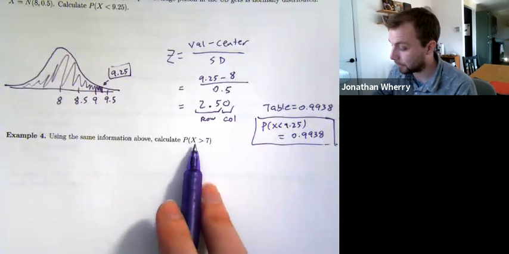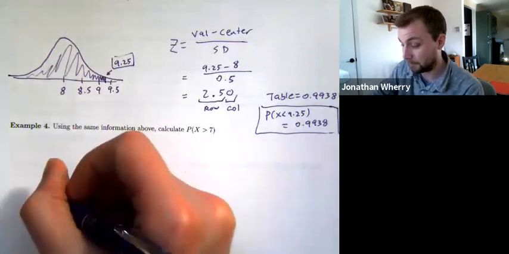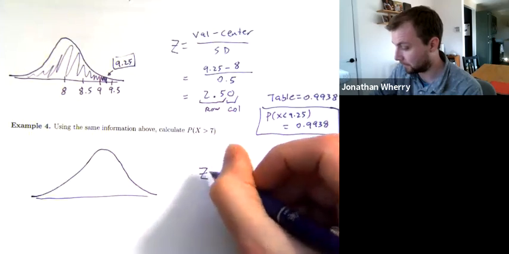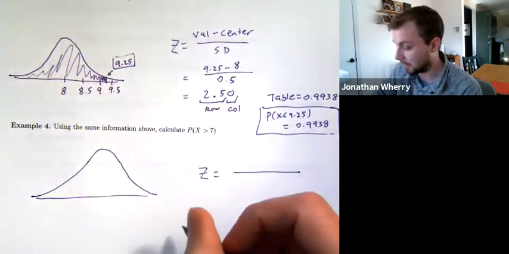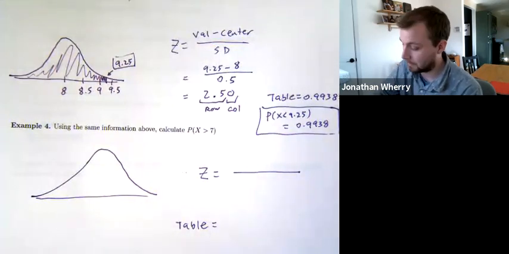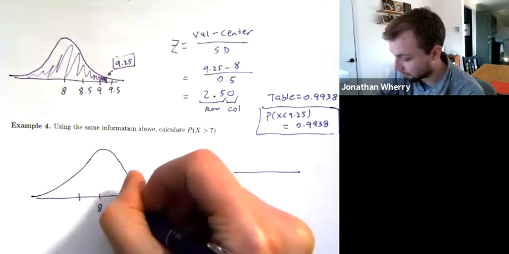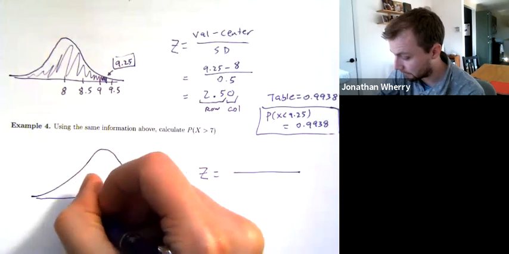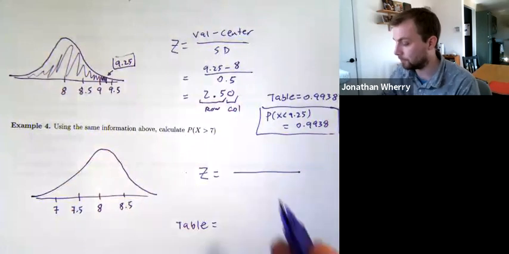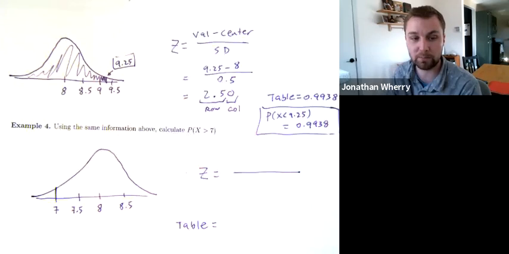I want to find the probability of all people that get more than 7 hours of sleep. Same steps. I'm drawing my picture, I'm finding my z-score, and I'm going to look the thing up in a table. I still have 8 as my center. I'm still counting by 0.5, so here's 8.5, here's 7.5 and 7. And I keep counting until I go past my value. My value is 7. I kind of luck out because this is perfectly on one of those tick marks.